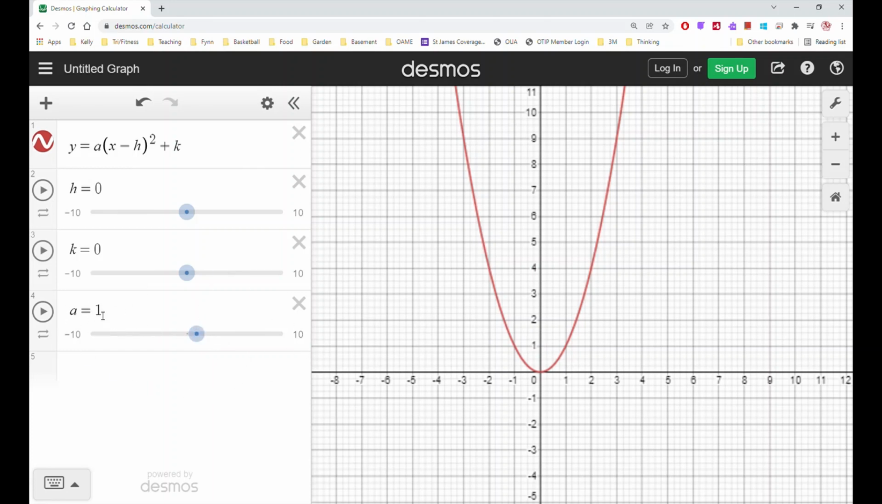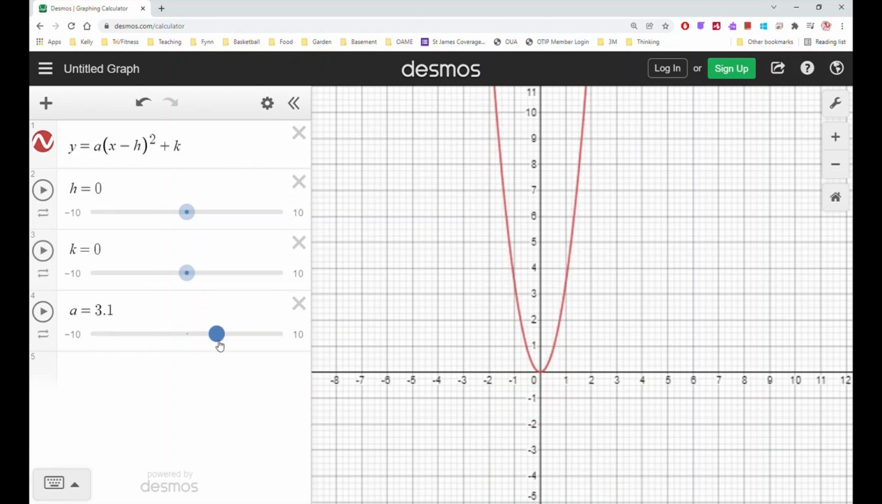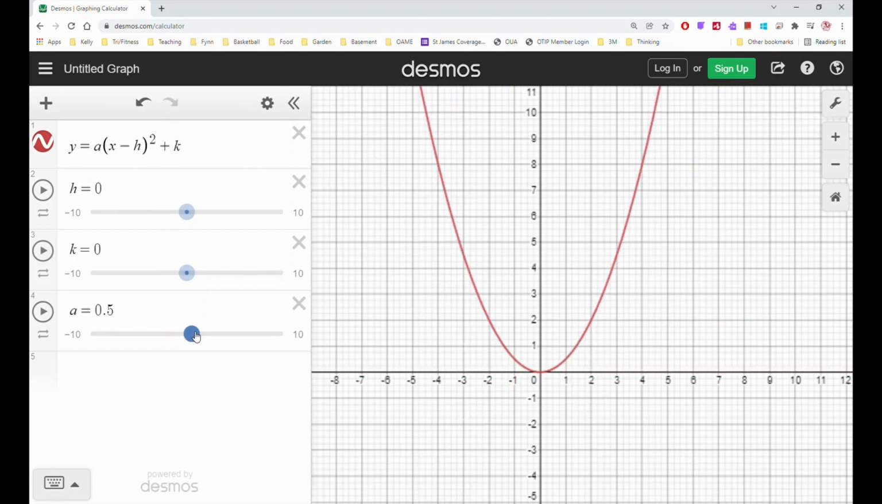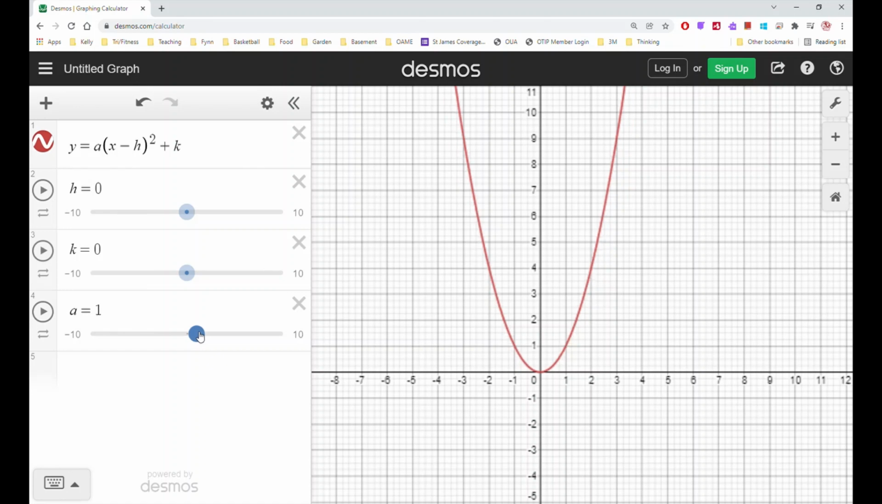But the first thing I want you to look at is what happens when the a becomes negative. So if I flip this to negative, watch what happens. It flips along the x-axis. So there's 1, which is standard. If we go to negative, it points down. It opens down instead of up. So that's the number one thing you should note. If it's negative, it opens down. If it's positive, it opens up.